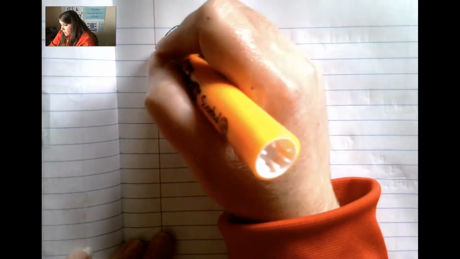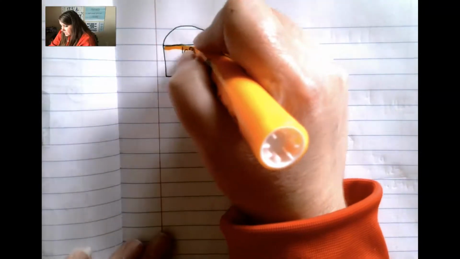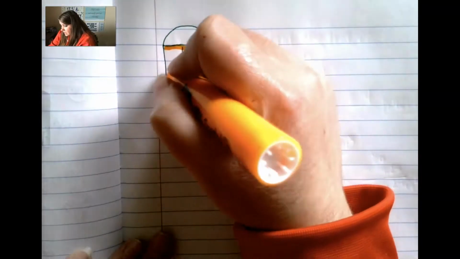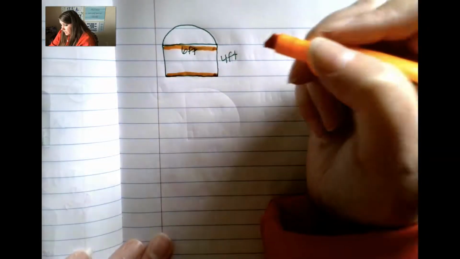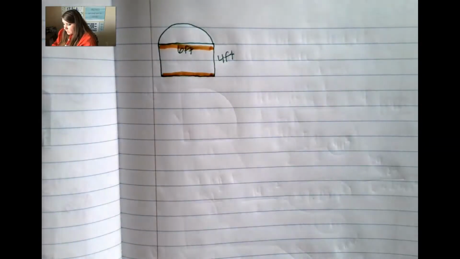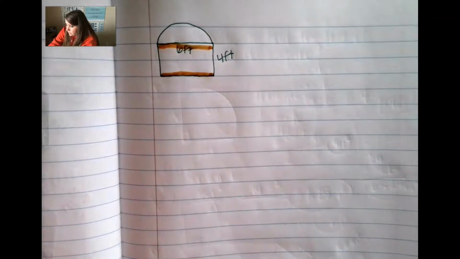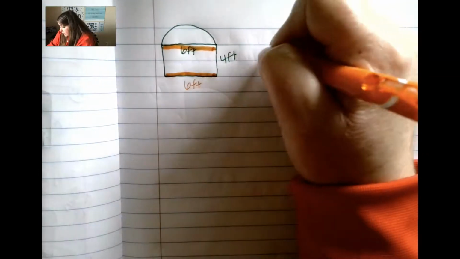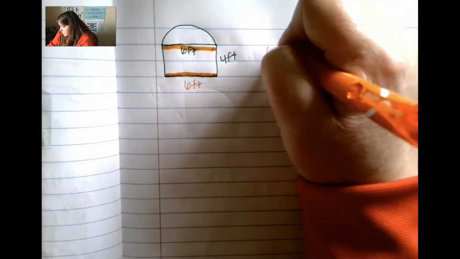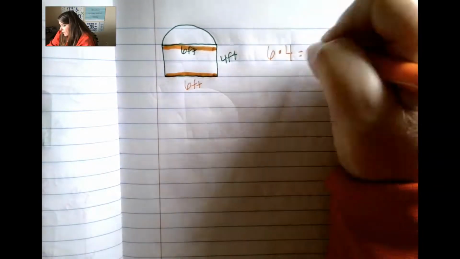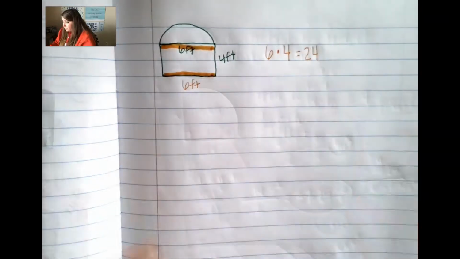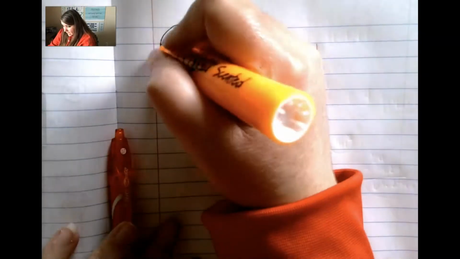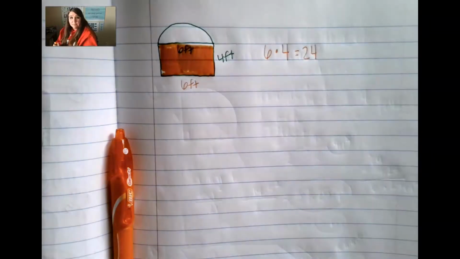So we have a rectangle and a semicircle. I know about rectangles that if this length is 6 feet, this length is also 6 feet. And so I'm going to use this information to help me solve 6 feet by 4 feet. So 6 times 4, that's going to give me 24. So this whole inside right here is 24 feet.